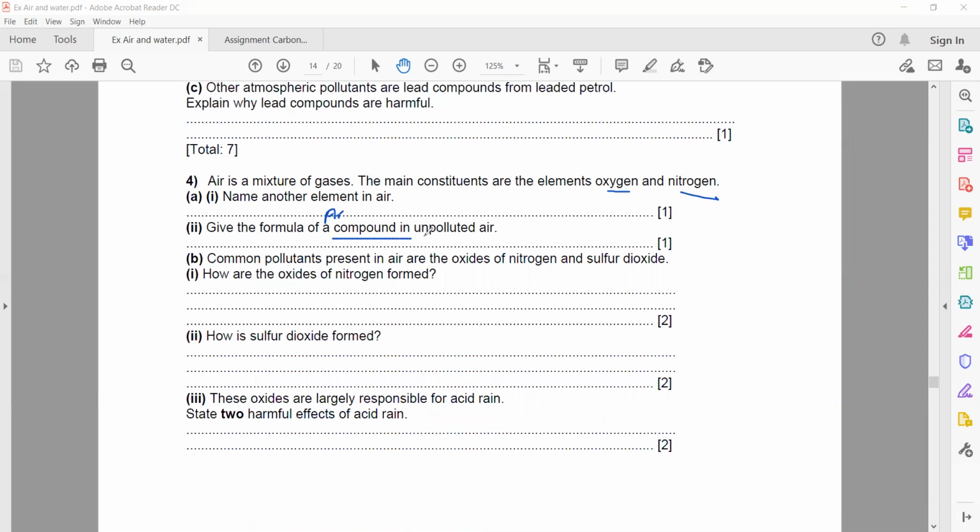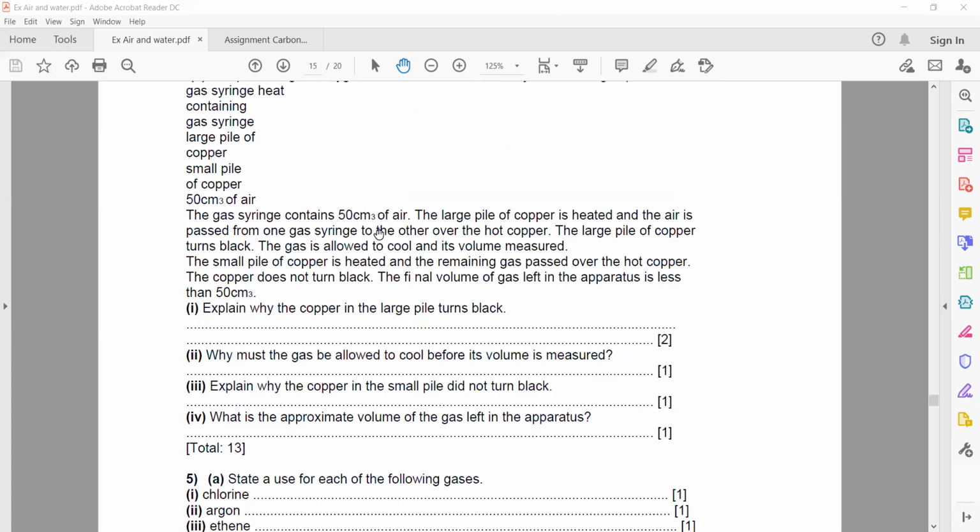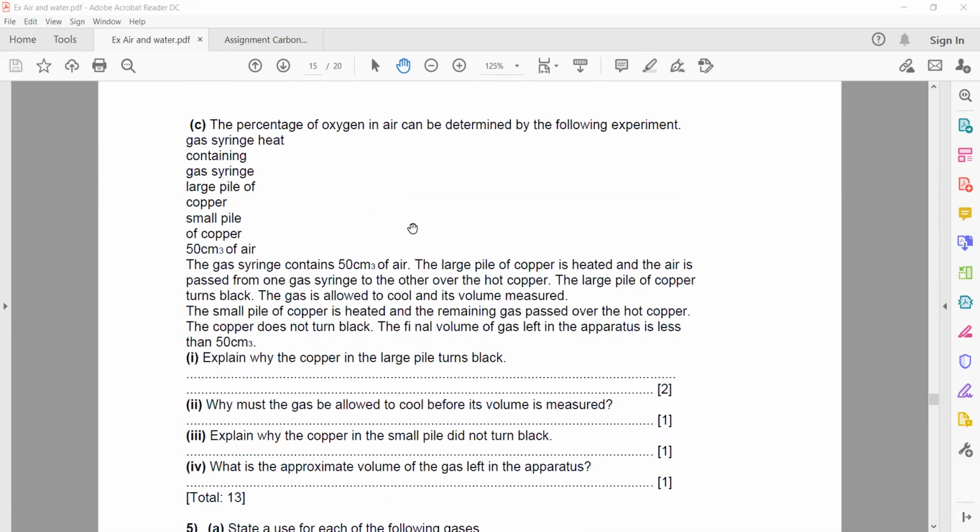Give a formula for a compound in unpolluted air. For a compound which is present, you can write carbon dioxide, because unpolluted air also contains carbon dioxide, and carbon dioxide is a compound. Even water vapor is there, so you can mention water vapor or water. This C part I will discuss in detail.